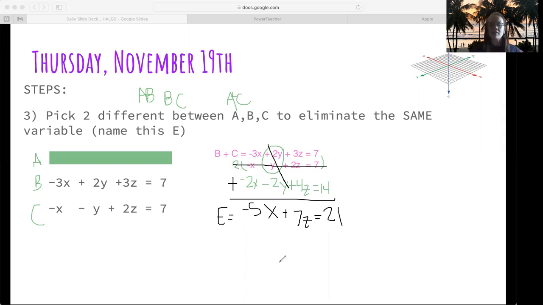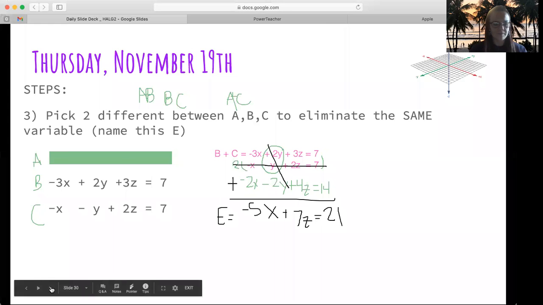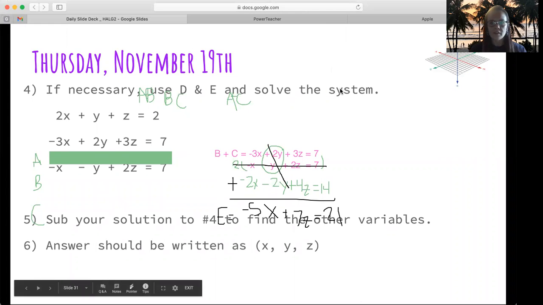Okay, so now what I've done is I've taken 3 equations and cut it down to 2 equations. So I'm eliminating, trying to make things smaller to make things easier to work with. So again, I want you to think about that, keep that in your head. Negative 5x plus 7z equals 21. Okay, let's go forward to the next page and clear all this.